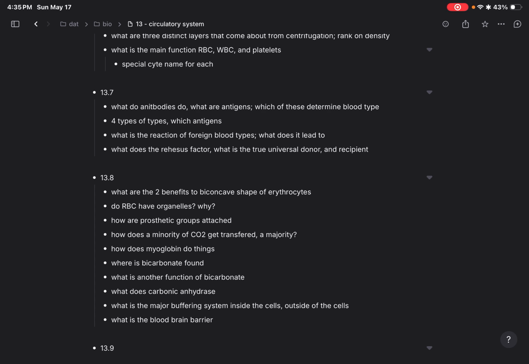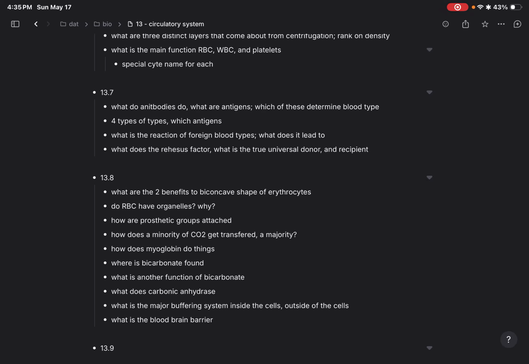So how many types of blood types? Four types of blood, I think. So there's A, B, and then there's AB, and then there's O. So the antigen on A will be A, the antigen on B will be B, the antigen on AB will be AB, and for O, there's nothing. Blood type O has no antigens.